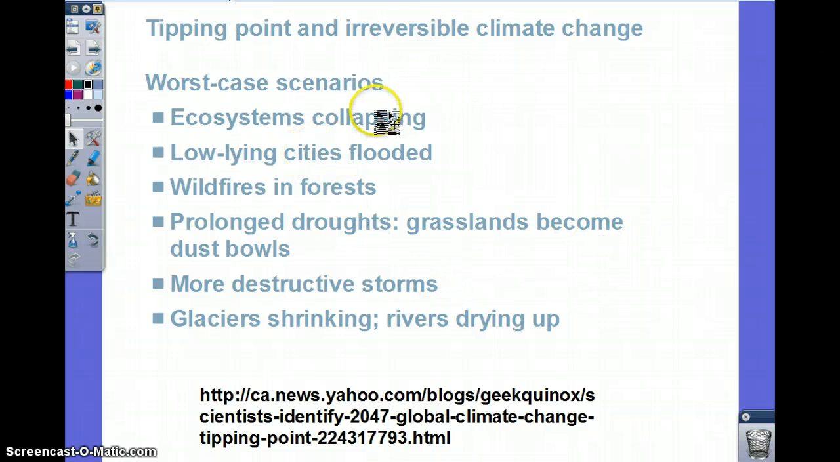So you have to consider a lot of things when there are topics of tipping points that deal with climate. You're going to look at ecosystems, like coral reefs, which is a big topic of concern. Once they collapse, there's really no going back. Flooding, wildfires, prolonged droughts, destructive storms, glacier shrinking. Obviously, there's no going back or drying up. I'm going to show you a video tomorrow in class. I'm sorry, Tuesday, regarding this.